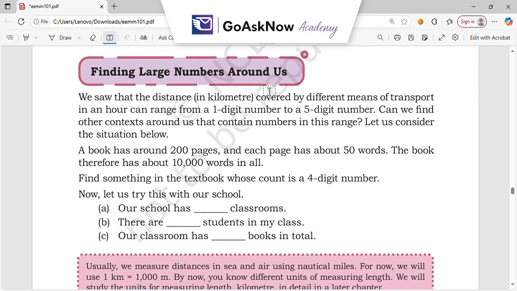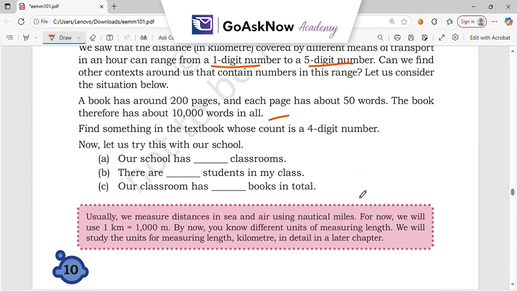Finding large numbers around us. We saw that the distance in kilometers covered by different means of transport in an hour can range from 1 digit to 5 digits. Can we find the context? Okay. A book has around 200 pages and each page has about 50 words. The book therefore has about 10,000 words in all. Okay. Find something in the textbook whose count is 4 digits in number.